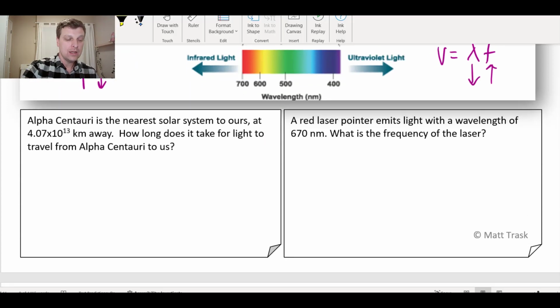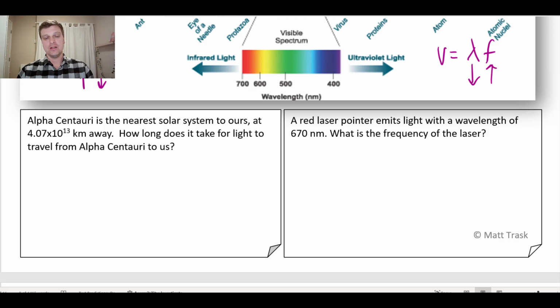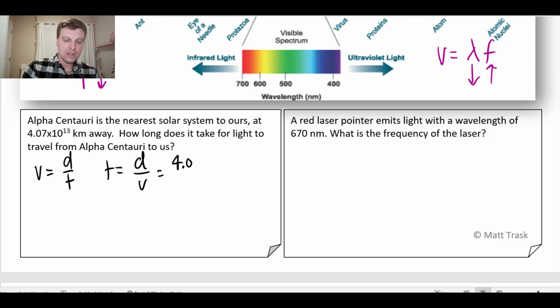Alpha Centauri is the nearest solar system to ours, and it's only just a few kilometers away. So how long does it take for light to travel from Alpha Centauri to us when we look up in the night sky? We know that v equals d over t, and I can use this formula for waves because waves tend to travel at a constant speed, although we'll see in a later video that's not always true. So the time that it takes is going to be the distance it has to travel divided by the speed. Now the distance is 4.07.